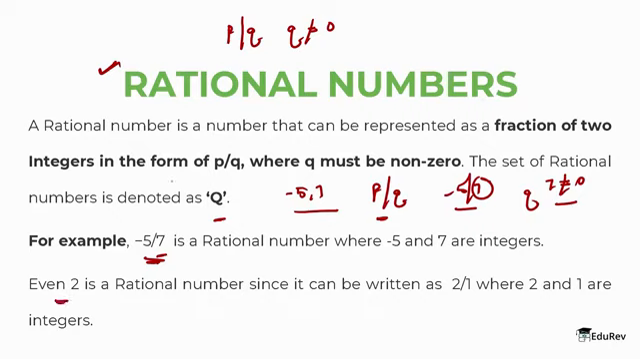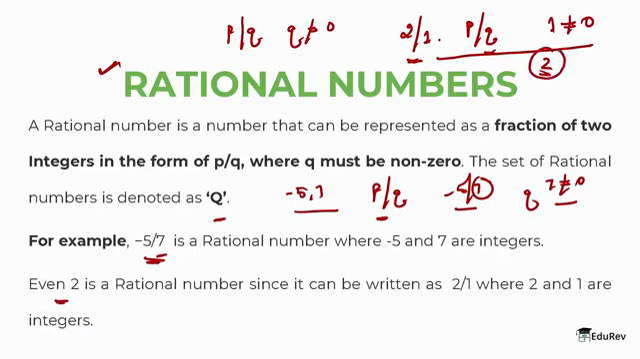Even 2 is going to be your rational number. How? Let me explain you. 2 can be written as what? 2 by 1, right? So that means this is of the form P by Q, where Q here is 1 and this is not equal to 0. So because the number 2 satisfies all these conditions, that is, it is of the form P by Q, where Q is not equal to 0 and P and Q, both of them are integers, therefore we can say that the number 2 is nothing but a rational number. I hope you have understood this. So now let's move forward.